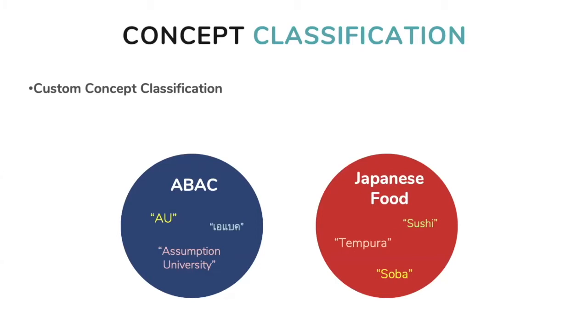And lastly, concept classification is custom concept classification. The idea of this is turning text into a concept that you can classify based on your own need. For example, we want to monitor how ABAC is perceived via online sources, and ABAC has other names such as Assumption University and AU. All these terms are concepts of ABAC. So we use it to train the system to recognize that those words are related to ABAC.